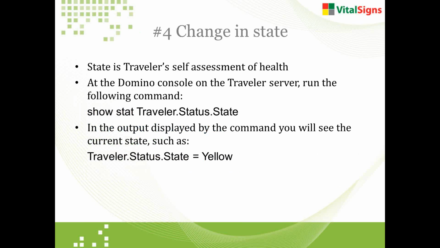Okay, so the number 4 would be a change in state. This is another nice feature of Traveler, and the Traveler server makes a self-assessment of whether it thinks it is healthy or not. And you can go to the Domino console and enter the command showstat Traveler.Status.State, and that will give you back one of 3 colors of green, yellow, or red, with green being the best and red being the worst.